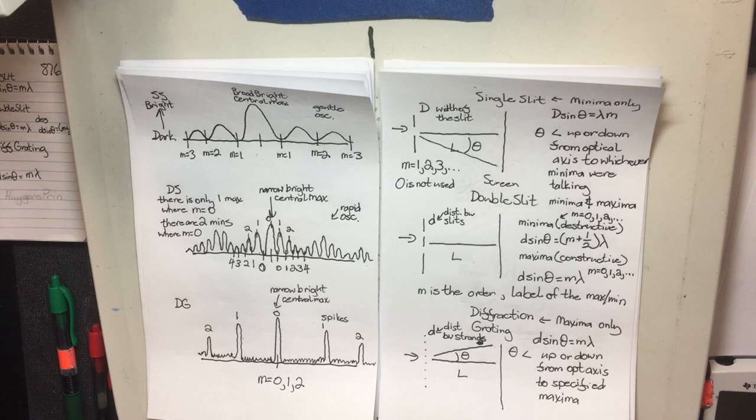So in the single slit, M is denoted as minimum, but in the diffraction grating, M is denoted as maximum. And in double slit, M can denote maxima or minima. So how do you know? I have to tell you. In single slit, minima only. That's all we're dealing with. Diffraction grating, maxima only. Double slit, I'm going to have to be specific. I'm going to have to give you the information. Are we dealing with a bright spot, maxima, or a dark spot, minima?